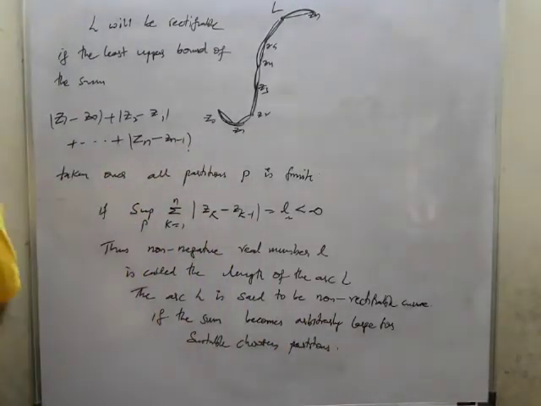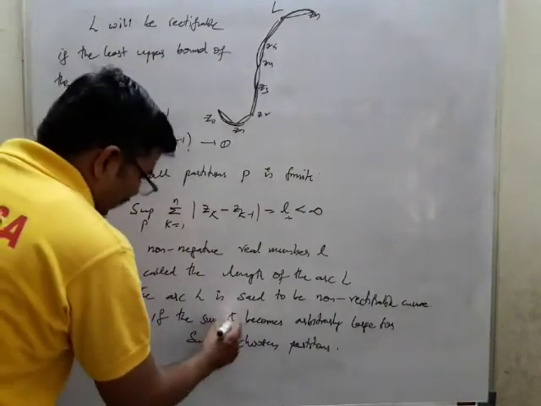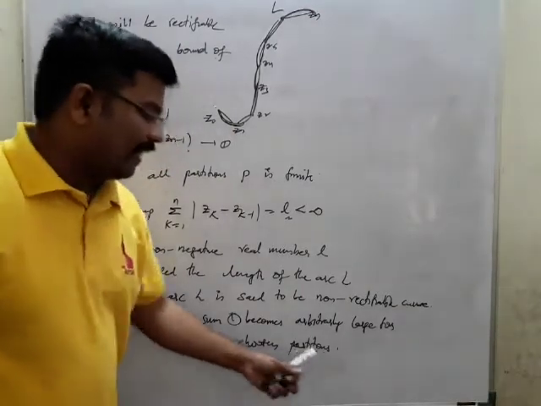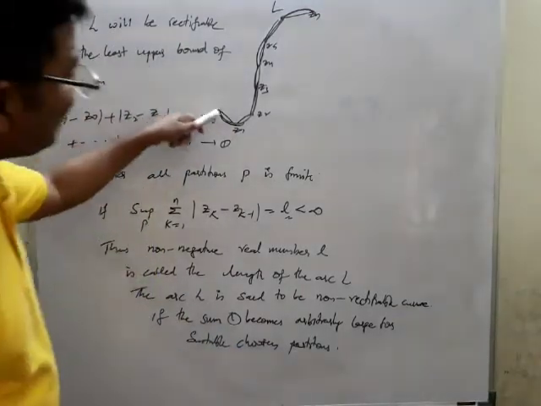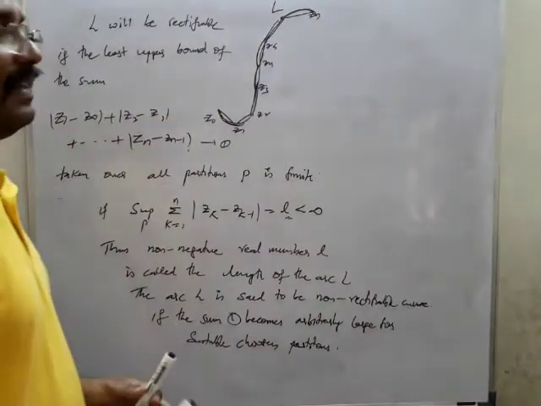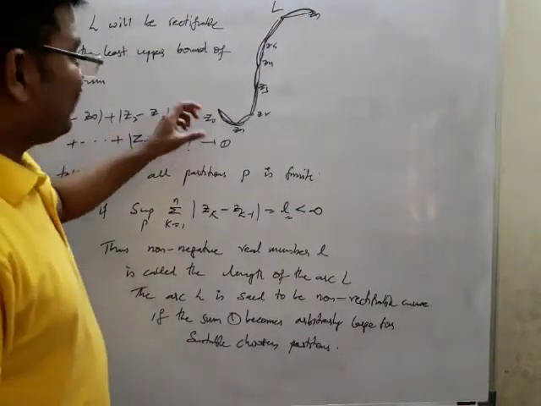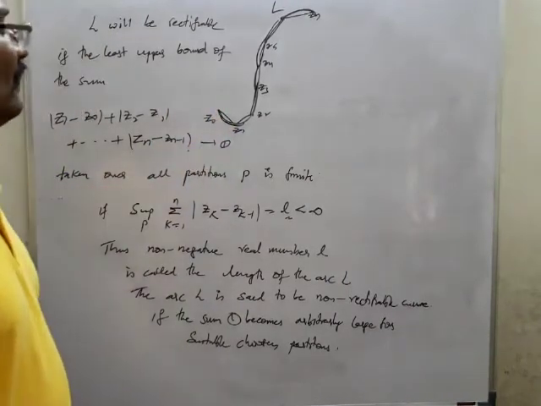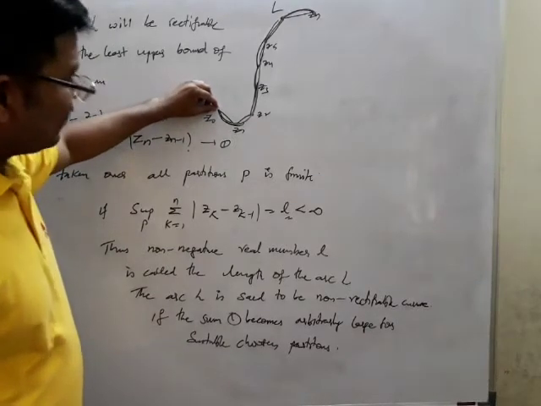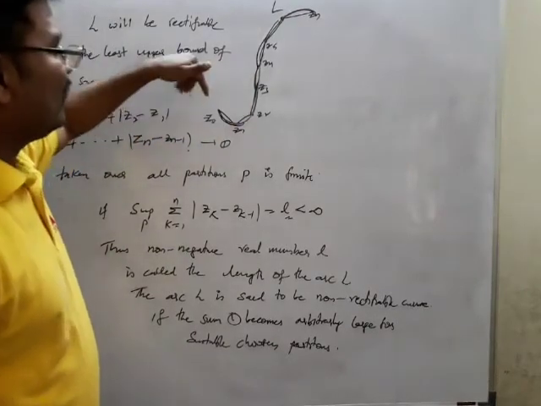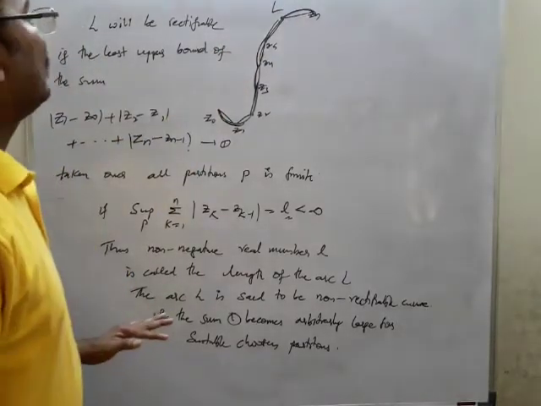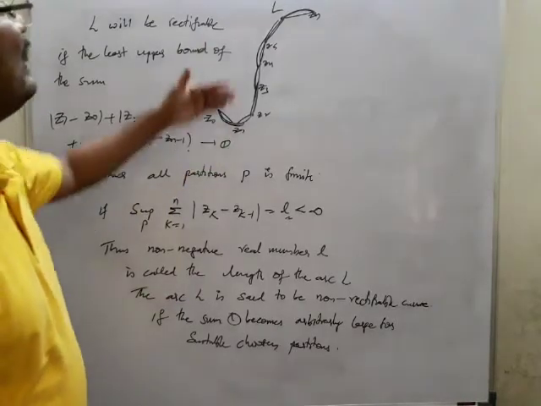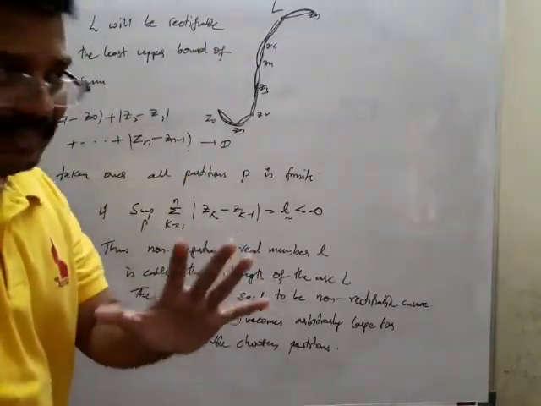If the sum becomes arbitrarily large for suitably chosen partitions, then this is called a rectifiable arc. A rectifiable arc is the joining of the points Z1, Z2 in a polygonal curve, where the end point of Z1 is joined to the end point of another curve. If we combine them, this L may be taken as rectifiable if the least upper bound is always finite.